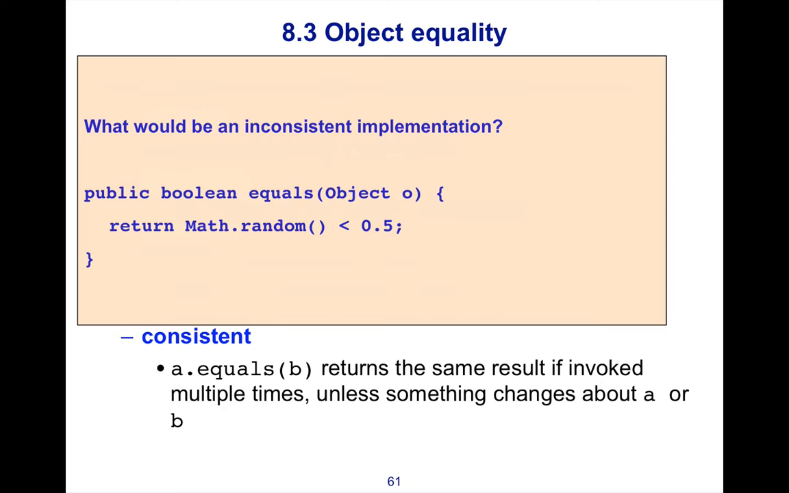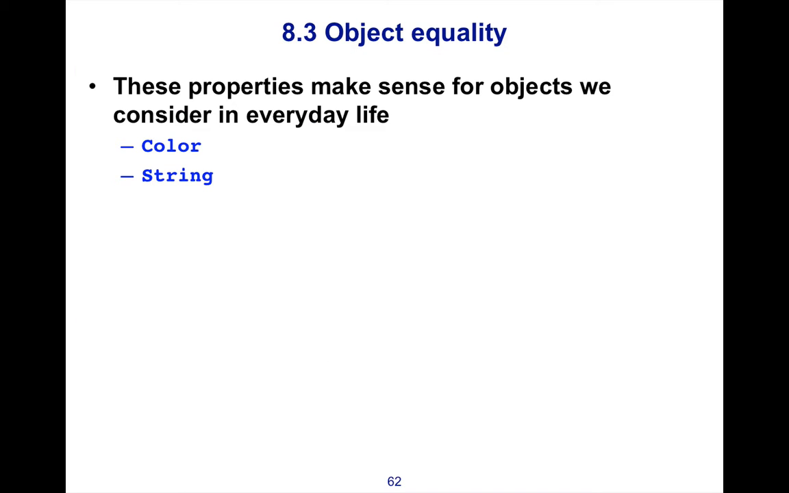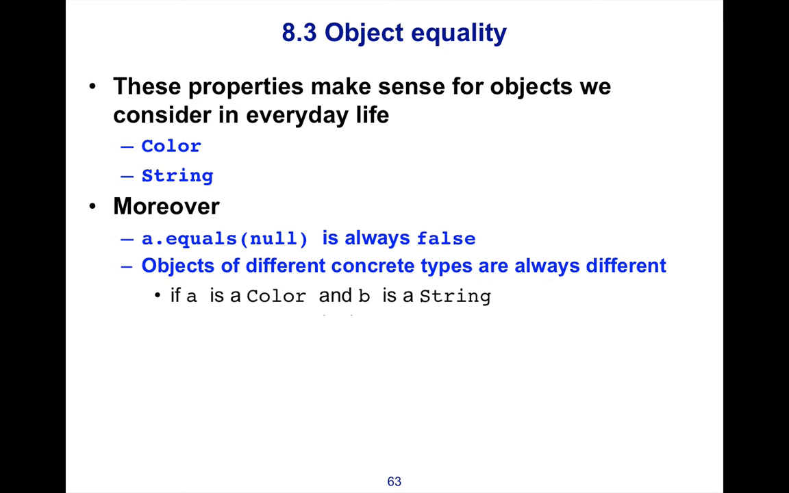Now, these properties make sense for us in everyday life. Colors and strings all have those properties. Moreover, if we ever ask whether A equals the null object, that is always going to be false. Objects of different types, if I ask whether a color equals a string, should also always be false.